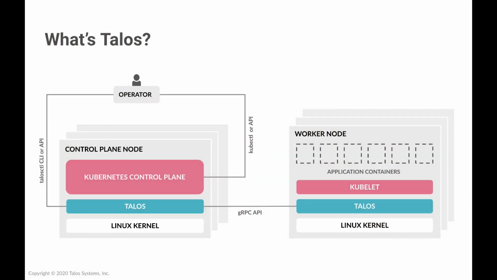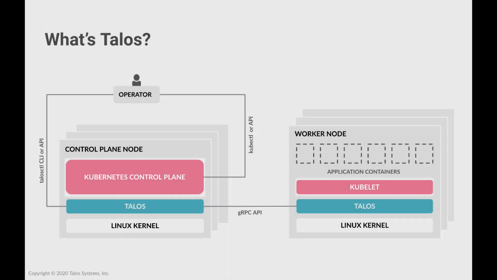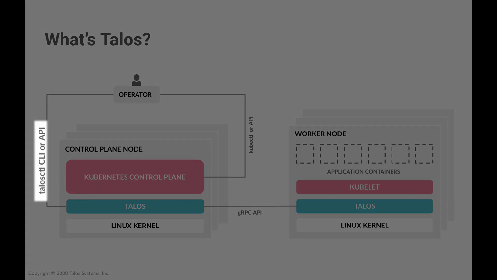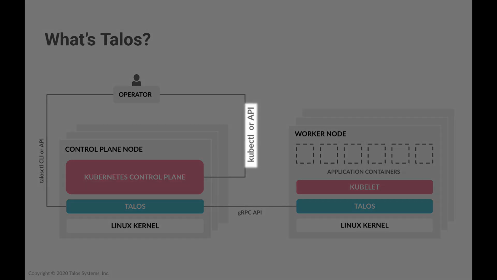Here's a really quick overview of the architecture. The Talos components are in blue and Kubernetes is in pink. You can use the API or the CLI called talosctl to control the system services, fetch log files, request updates, and everything else you need to manage the system. And just like normal, you'll use kubectl to interact with Kubernetes.